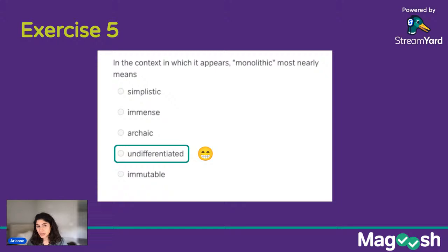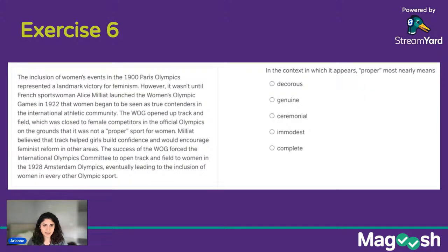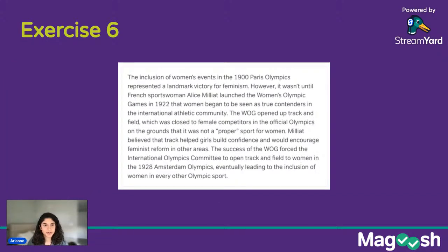But since there are no questions, let's move over to our last two exercises. I believe there are two more. Yes, okay. This one: in the context in which it appears, "proper" most nearly means blank. Okay, so proper, it's not highlighted here, but it has the quotation marks, so hopefully you can see it. It is almost right in the middle of this passage. As usual, if you're watching this recording, I'm going to give you some time so you can work on it yourself before we go over the question together.